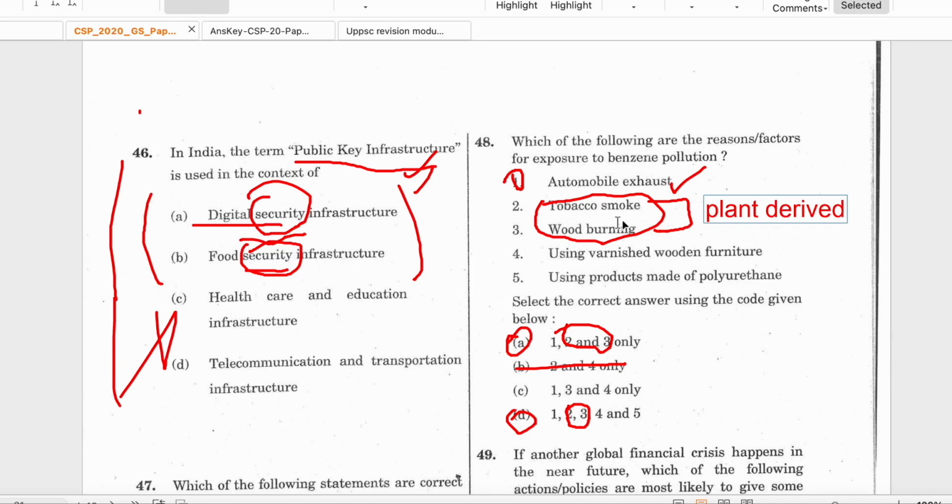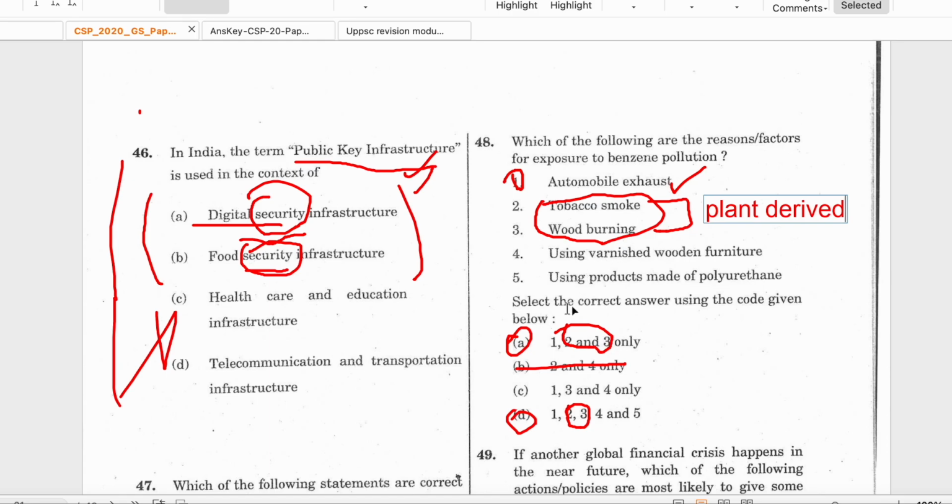It is not coming from every wood, but from wood it can come. So 2 and 3 would be together correct or together wrong. So together wrong, if you find, you will not find any option. Now you will be left with either 1, 2, 3 or 1, 2, 3, 4, 5. Okay, so that you have to think.